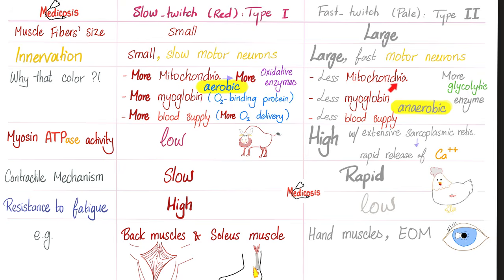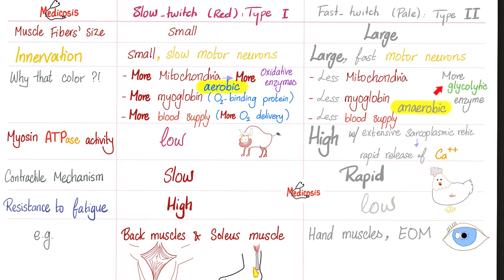That's why the chicken is pale. Less myoglobin, not red. Less blood supply, pale. If you don't have mitochondria, you will have to go to what? Glycolysis. That's the only game in town. Remember your mature red blood cells? Yeah, they do not have mitochondria. That's why they only have glycolysis.